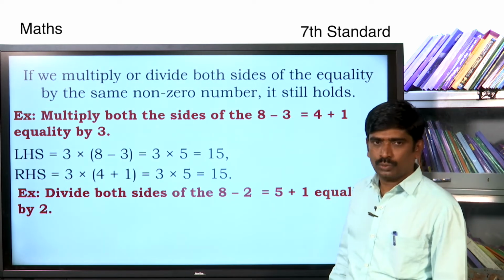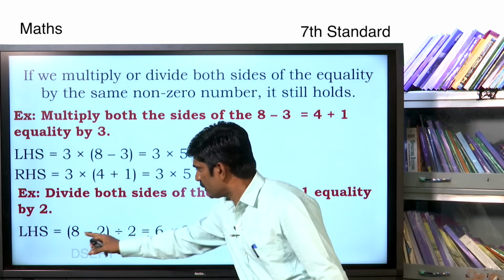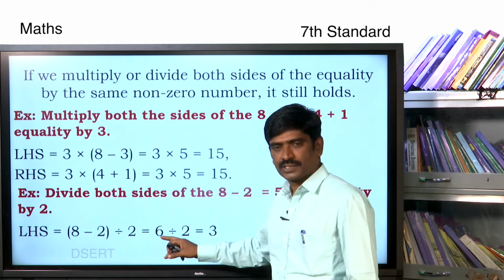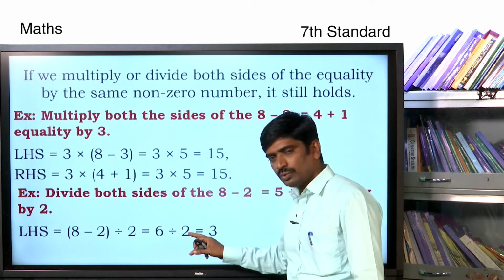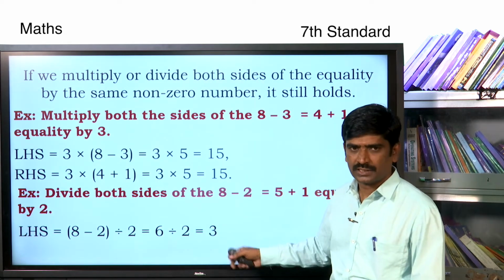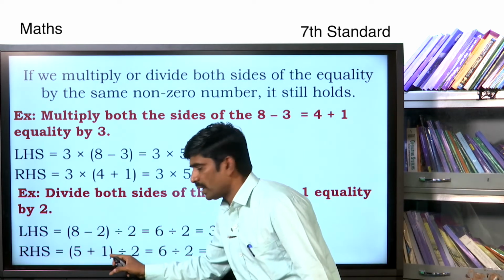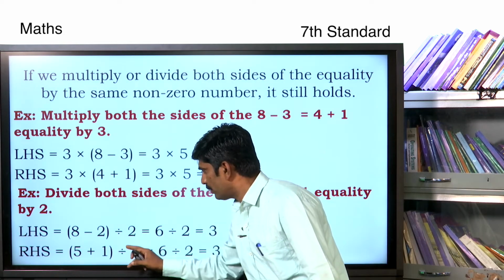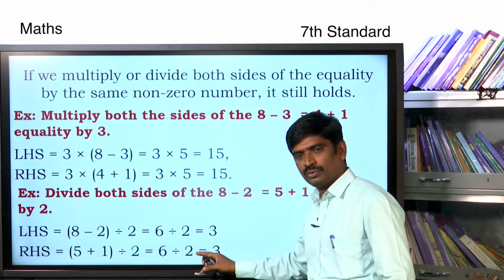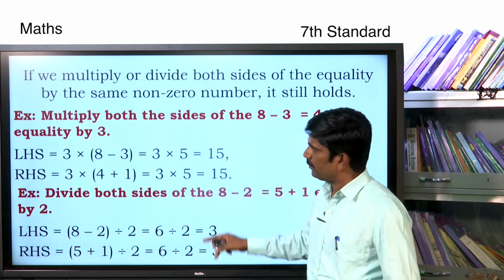Divide by 2. Then LHS is 8 minus 2 divided by 2. 8 minus 2 means 6. 6 divided by 2. 2 threes are 6. Yes, 3 is the answer. Then what is RHS? In RHS, 5 plus 1 divided by 2. 5 plus 1 means 6. 6 divided by 2 is also 3. Yes, LHS is equal to RHS.